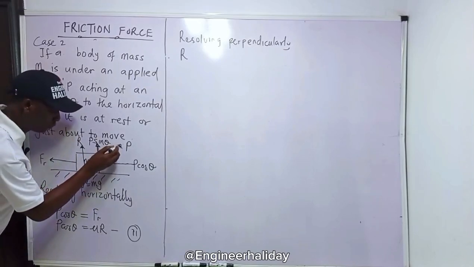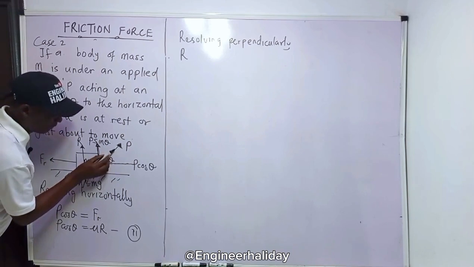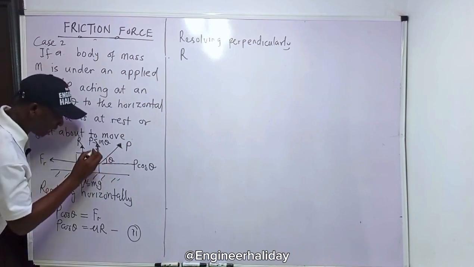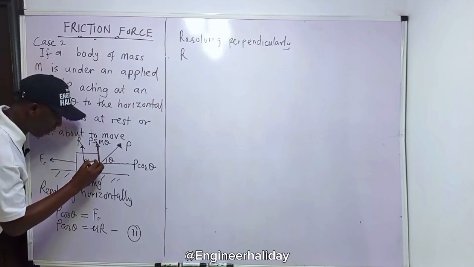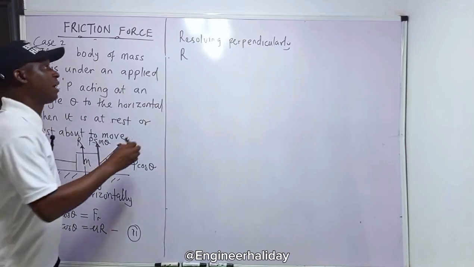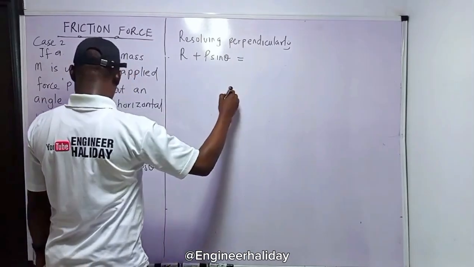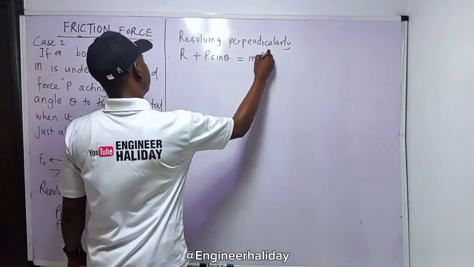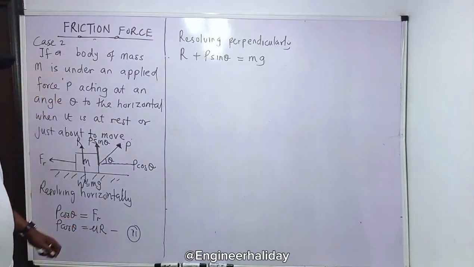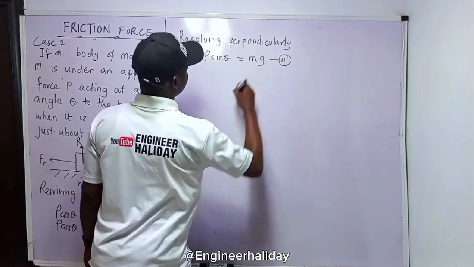When you resolve P along the vertical, it will be P sin theta. Resolving along the horizontal, P cos theta. So we resolve it, making two forces acting upward: this resolved part of P going up and the normal reaction. So we are going to have R plus P sin theta equal to Mg. So this is weight. Now, let's call this one equation 2.